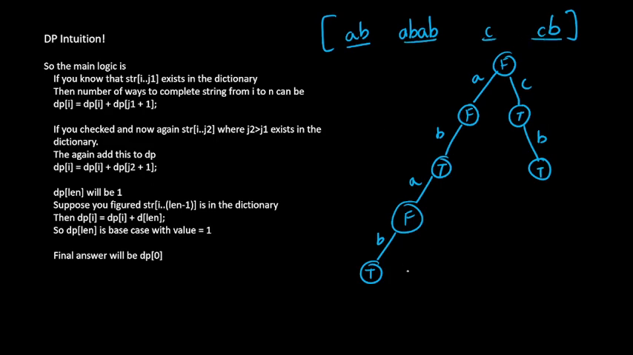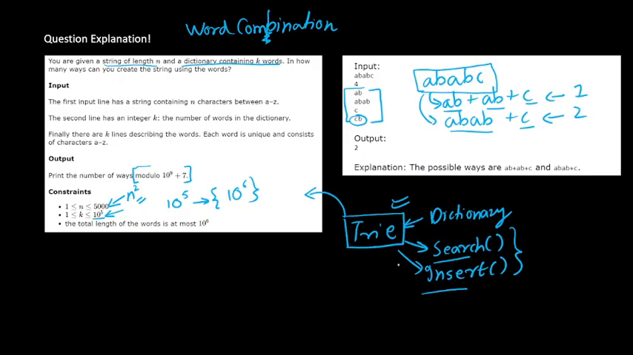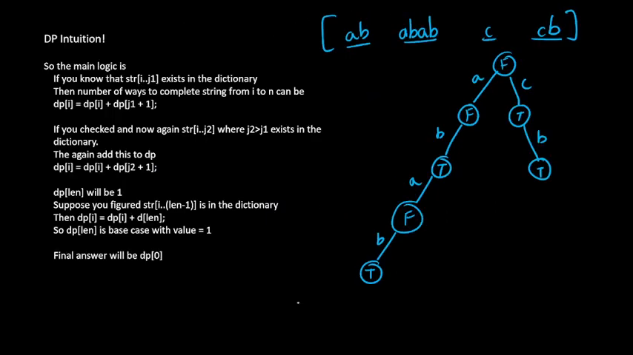Now let's get to the question. So what was the string that we were given? A, B, A, B, C, right? So A, B, A, B, C. So this is how we'll be solving this question. You can read this, but I'll be telling this verbally only. So if you're not able to get what I'm saying, you can read this. So this is A, B, A, B, C.